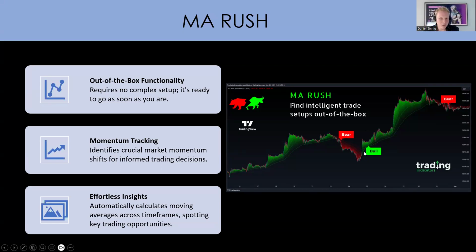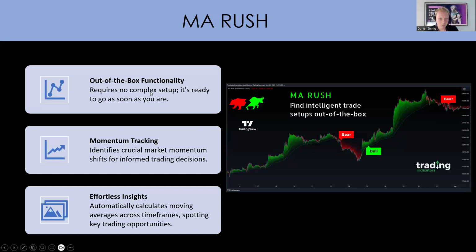And what you can do is you can either trade these signals outright. Oftentimes these are great trades, or what we do often in our trading house is to use these signals as filters. So we would only go long if at the same time MA Rush is also bullish, or only go short if MA Rush is also bearish. So we use this internally primarily as a filter indicator.